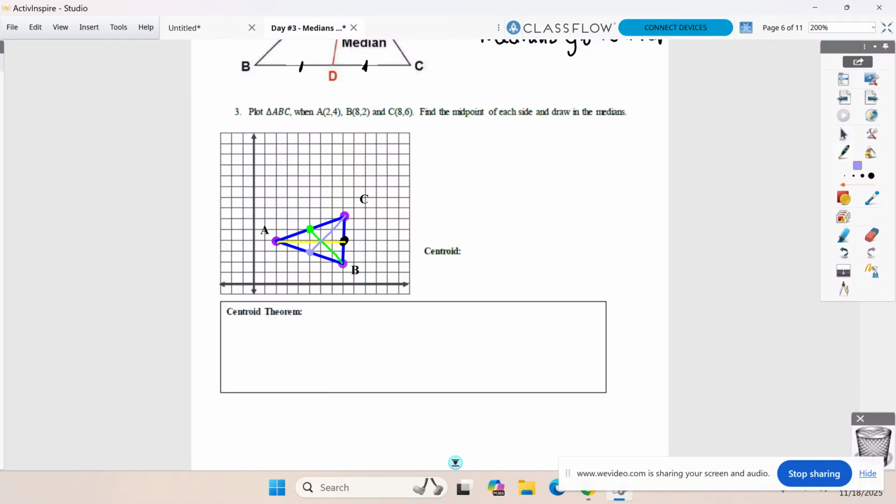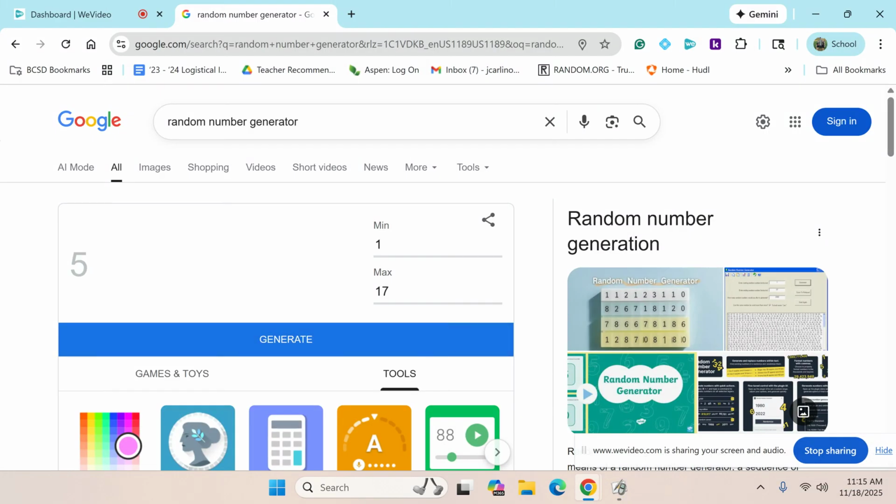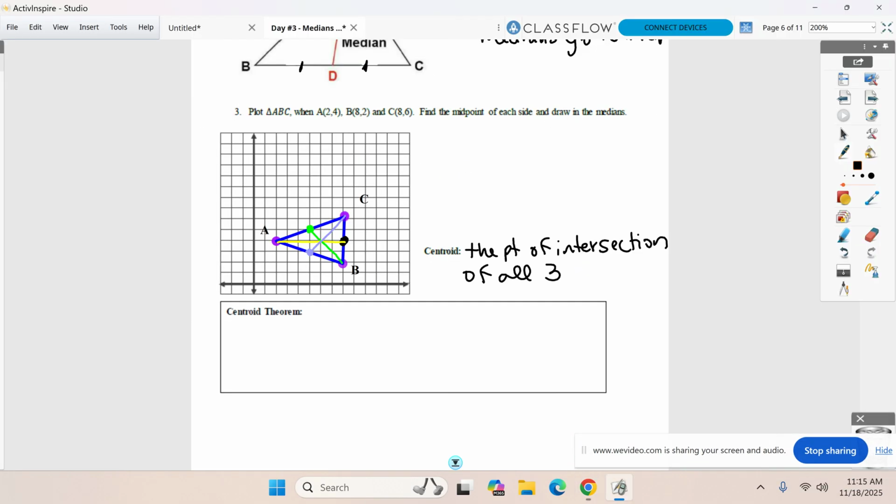You ready for the name of this point? Anybody want to try to pronounce it there? Where all three medians intersect? Try it out, Max. Centroid, yes, the centroid. That is the point of intersection of all three. What did we just graph right here? We just graphed three what here, Riley? Midpoints. We did, but then when we drew it in, what were the actual line segments called? Medians. All three medians.